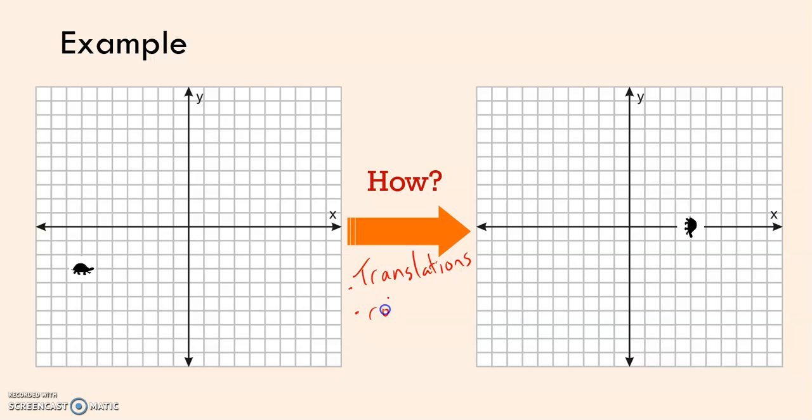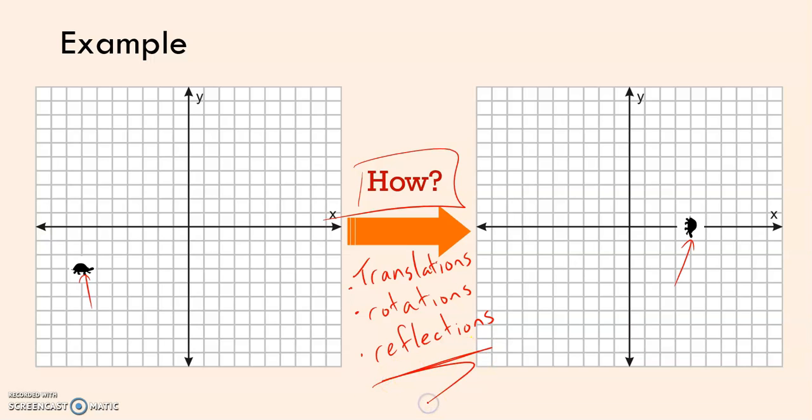We can use rotations. That's where we spin things around. And we can use reflections. That's where we flip something, where we look at it in a mirror. So in our example, we're going to start with our little turtle over here, and then we're going to end up with him over here, and I want us to describe what we have to do. What sort of moves do we need to make? How do we translate? How do we rotate? And how do we reflect?